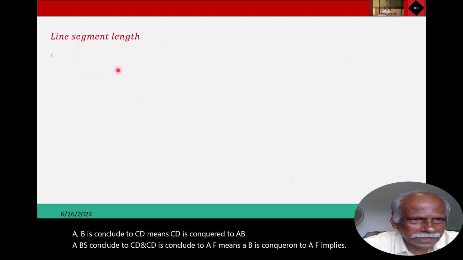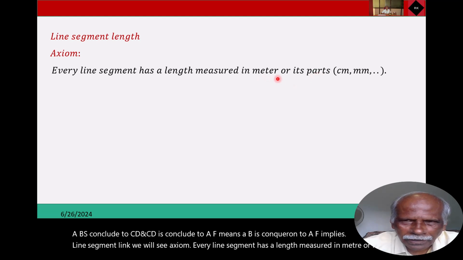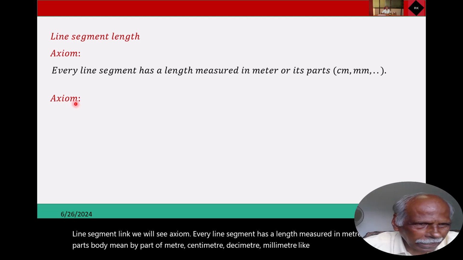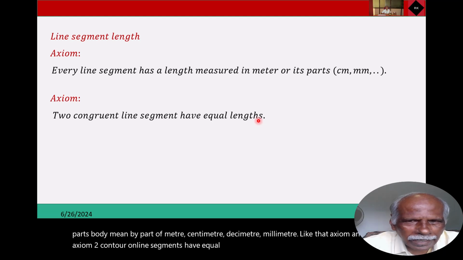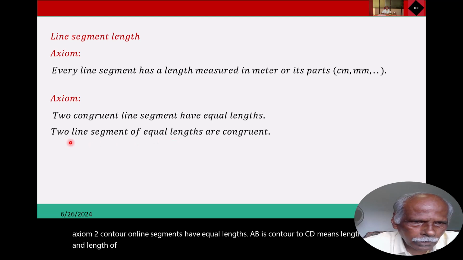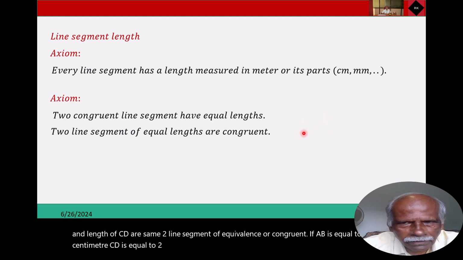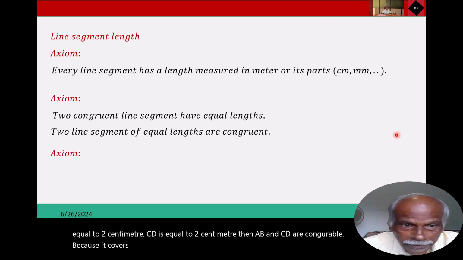Line segment length we will see. Axiom. Every line segment has a length measured in meter or its parts. What do you mean by part of meter? Centimeter, decimeter, millimeter, like that. Another axiom. Two congruent line segments have equal lengths. AB is congruent to CD means length of AB and length of CD are same. Two line segments of equal lengths are congruent. If AB is equal to 2 cm, CD is equal to 2 cm, then AB and CD are congruent, because it covers exactly and completely.